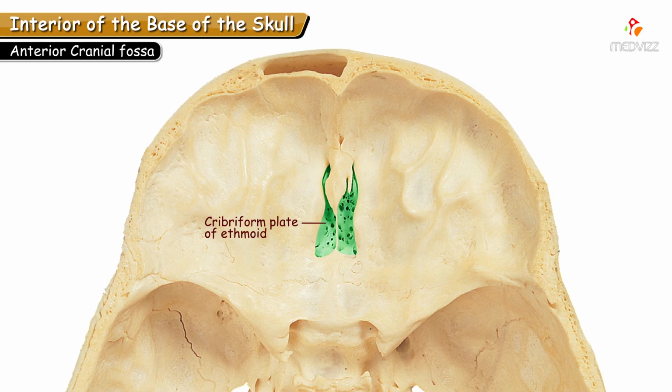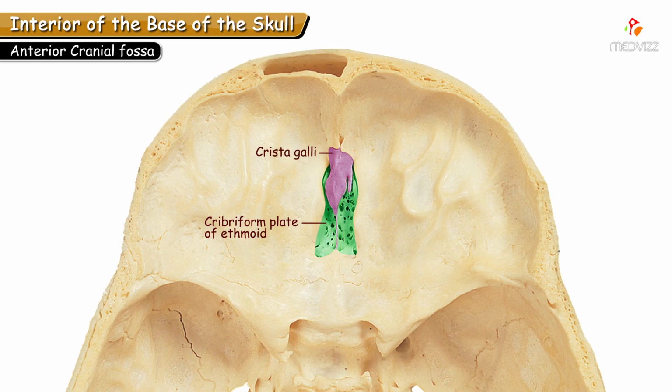If we see the midline of the cribriform plate of ethmoid, we can see an upward tooth-like projection, which is a sharp projection called the crista galli. Crista galli means coxcomb in Latin.